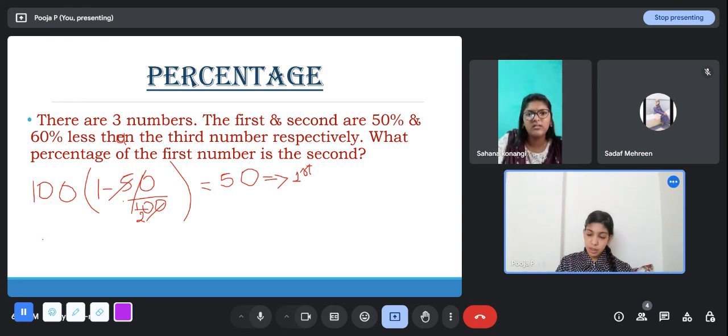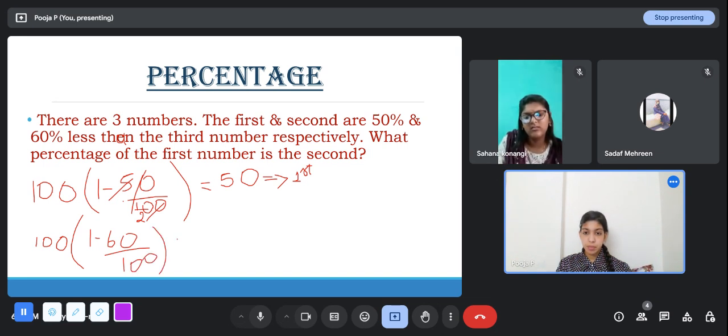Coming to the second number, they have given it as 60% less. Because it is so much percent less, we are using the minus operation here. If it was more, we would have used the addition operation. So yes, 1 minus 60 by 100. In this case, the answer is 40.